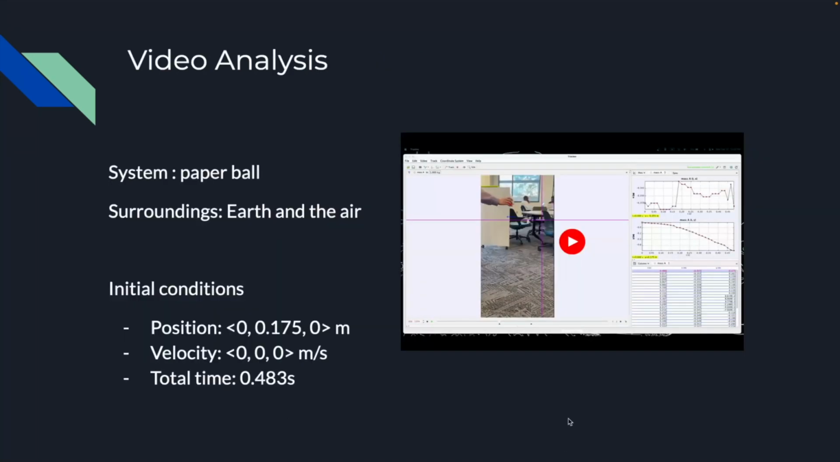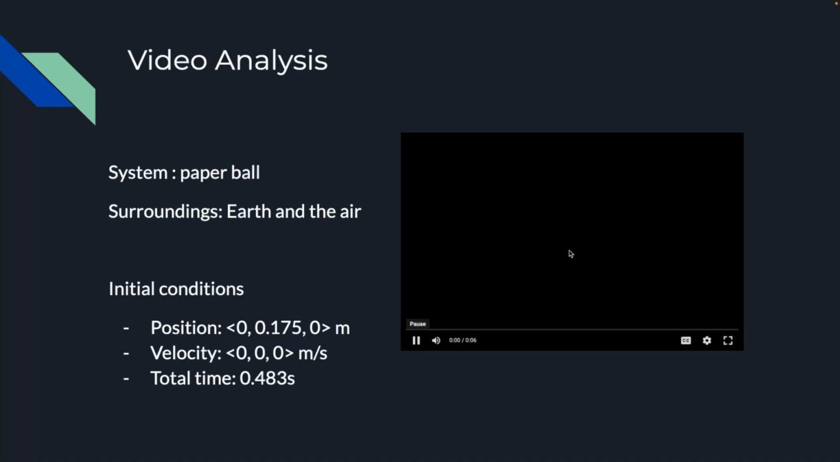So here's the video analysis. The system is the paper ball, and the surroundings are the Earth and the air. The initial conditions are the position being 0.175, velocity at rest, so 0, and the total time is 0.483 seconds.